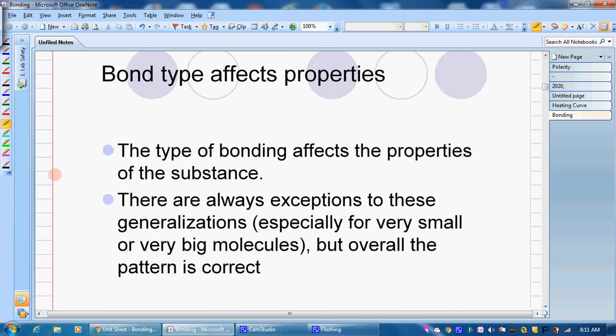So bonds definitely affect the properties. The type of bonding allows different things to happen. The main point here is that bonding affects the properties that we see, but there are always exceptions. You guys have learned that in science. There's always exceptions for everything.